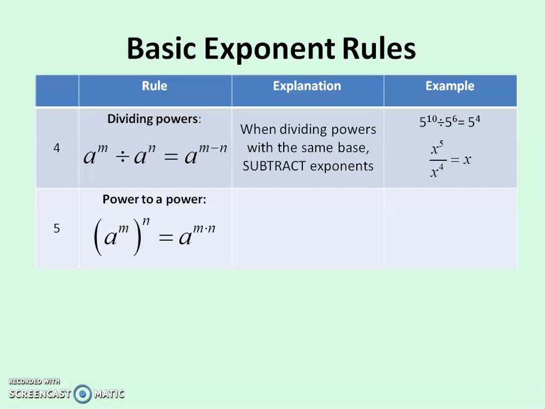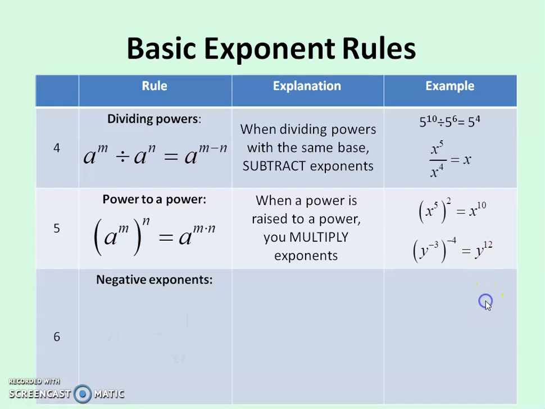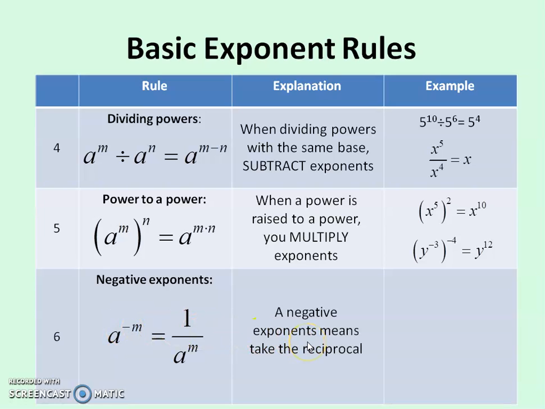If I have a power raised to a power, the way I deal with that is that I multiply exponents. So here, y to the power negative 3 all to the power negative 4. I multiply the two exponents. That's my new exponent on the result. And if ever I have a negative exponent, I have to write it as its reciprocal. That means it's flipped. Something on the top of a fraction moves to the bottom. Something on the bottom of a fraction moves to the top. So x to the power negative 2 really means 1 over x to the power 2.